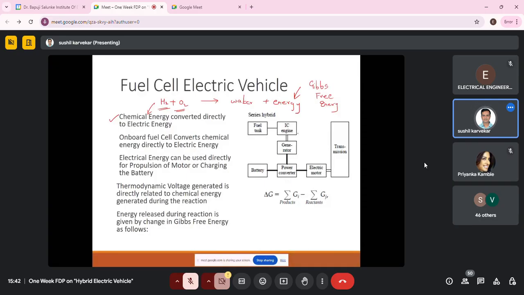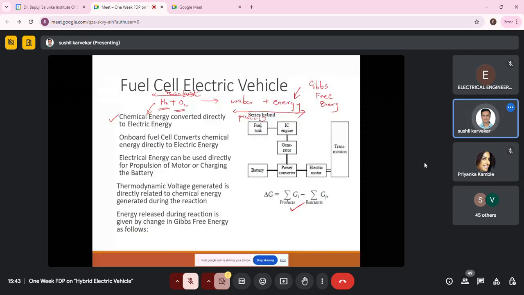Normally, as we have seen in our elementary classes, the right hand side is called the product side and the left hand side is called the reactant side. The amount of energy is given by this simple equation: delta G is equal to the summation of G_i of products minus the summation of G_i of reactants. Products minus reactants, that difference is going to be the energy itself. So we are going to have this type of system.